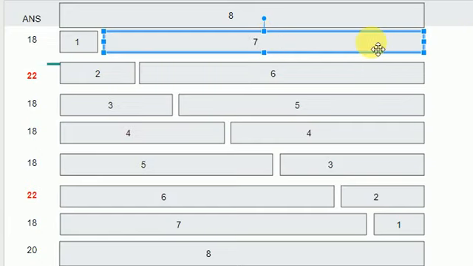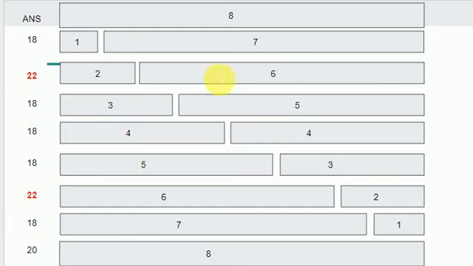This will have many states and many recursion depths, but let's not bother about that. So this particular state 1, 7 will give you one answer. That answer you are comparing with minus infinity. Out of minus infinity and 18, which is greater? 18 is greater, so you are storing that 18 in the answer.